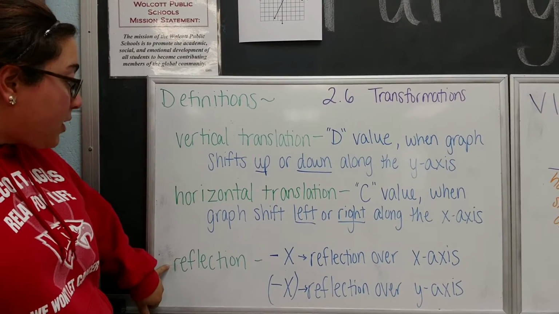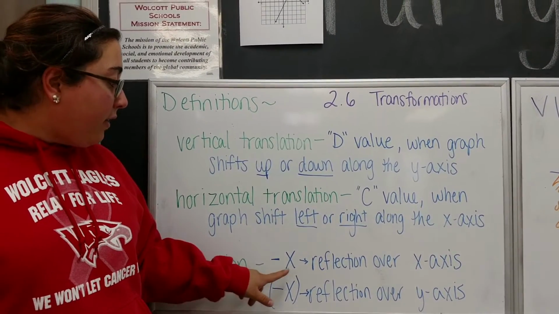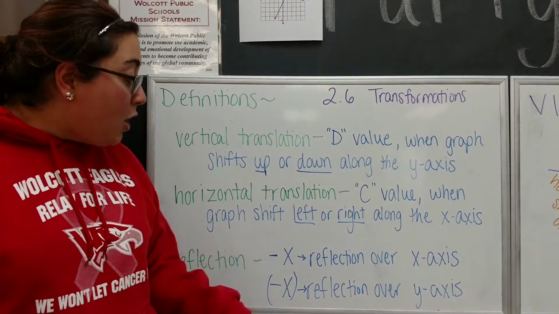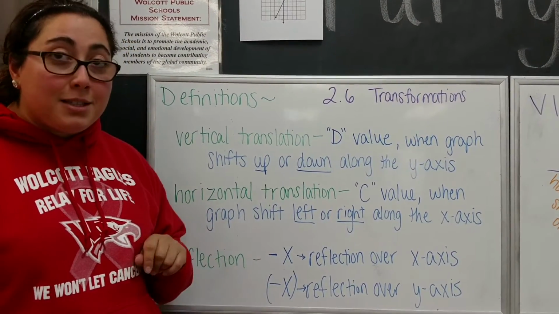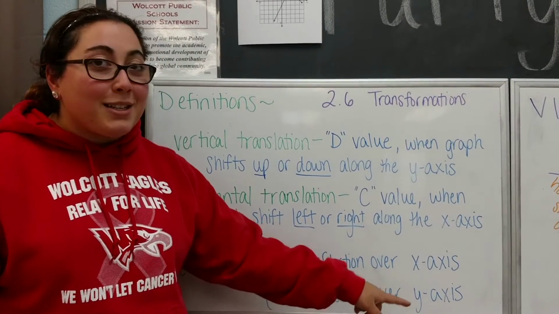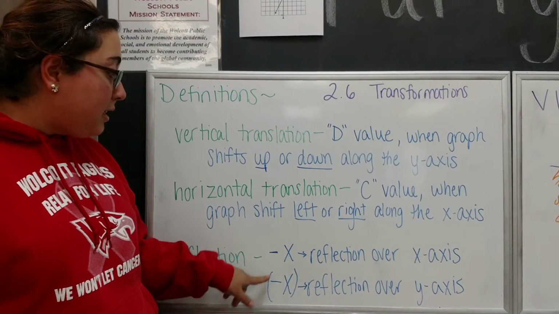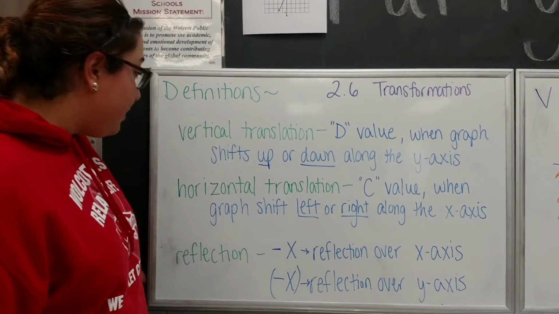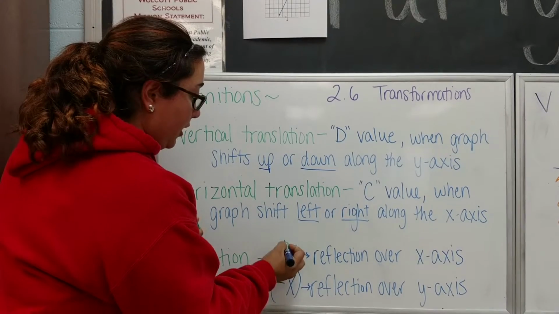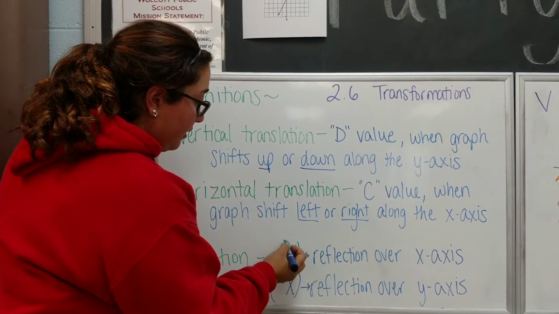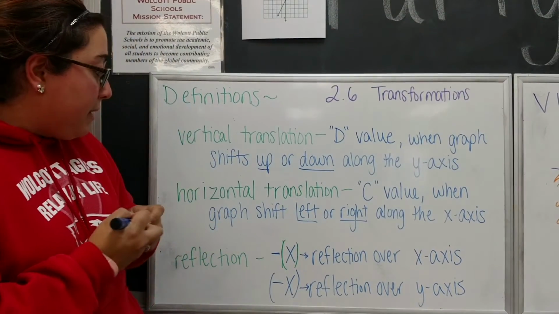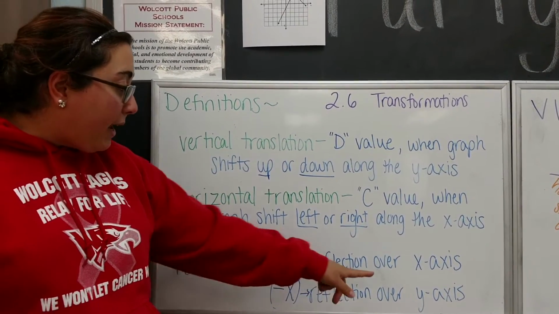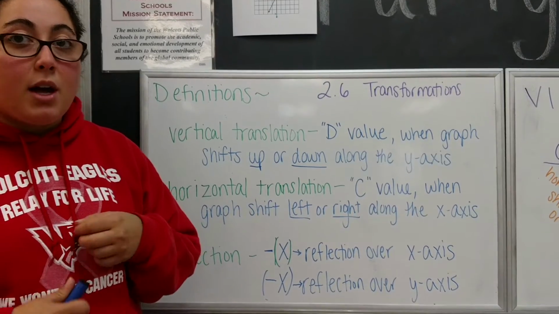When we talk about reflections, if we have a negative outside, that means that it's a reflection over our x-axis, which is different than a negative x inside, which is a reflection over the y-axis. Notice that one has parentheses and one does not. The one that does not would be that there's a set of parentheses with just the x value, either parentheses or absolute values, but it's outside of the function that we're talking about, whereas this one for the y-axis is inside the function that we're talking about.